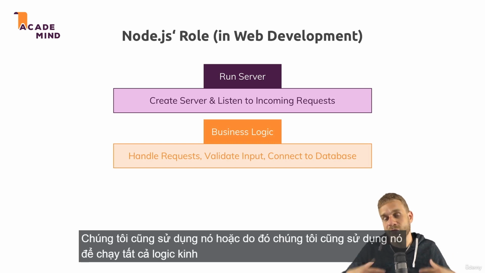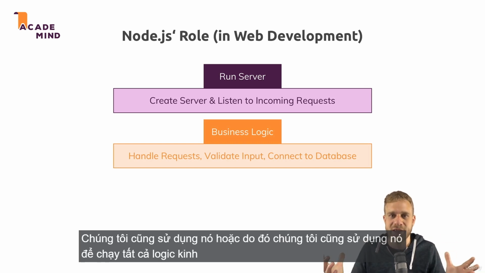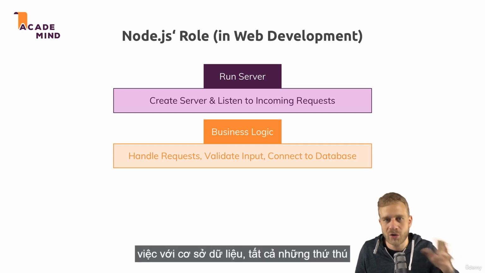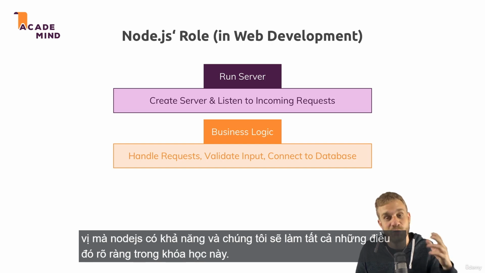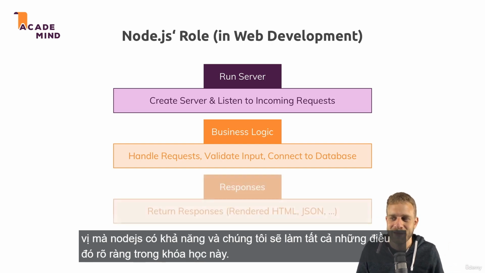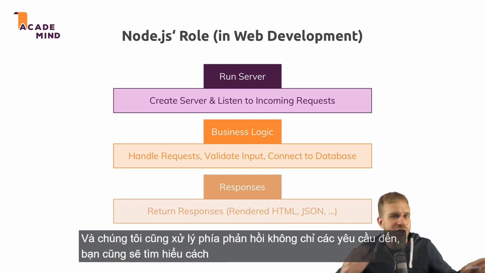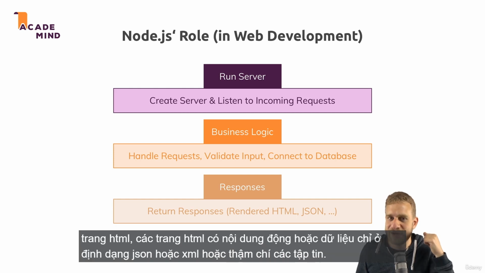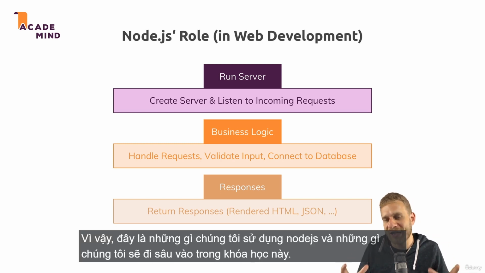We also use it, or we therefore also use it, to run all our business logic. So not just to listen to incoming requests, but to then work with the request data, work with files, work with databases, all that fun stuff Node.js is capable of, and we'll do all that in this course, obviously. And we also handle the response side, not just incoming requests. You will also learn how you use Node.js to send back data to your clients, be that HTML pages with dynamic content, or data only in the format of JSON or XML or even files. So this is what we use Node.js for and what we will dive heavily into in this course.